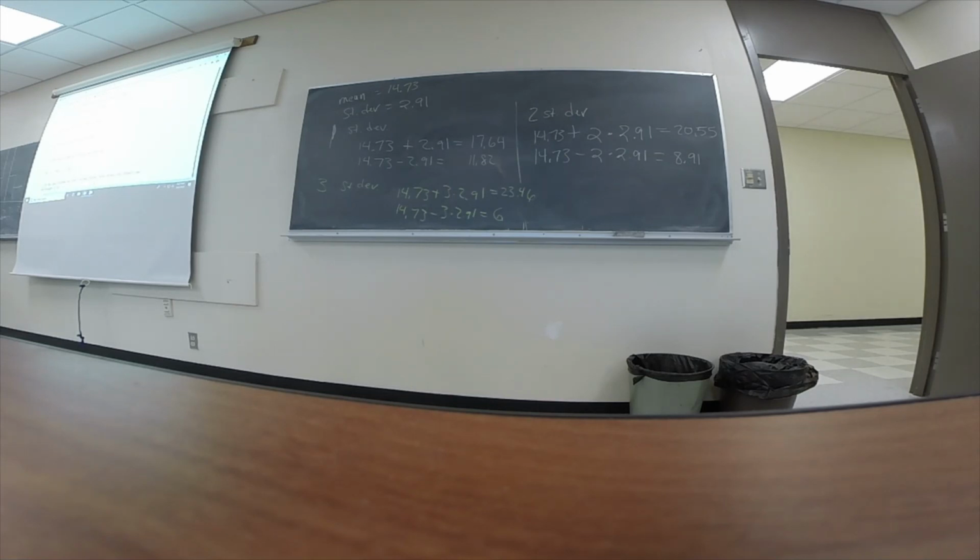Now, C says give the percentage of values in each interval. First interval, second interval, third interval. I'm going to go up here to our respiratory rate, and we're going to find percents in each of those values. I'm going to write it in percent. So how many of our values are between 11.82 and 17.64? Basically, we're looking at values that are 12, 13, 14, 15, 16, and 17.